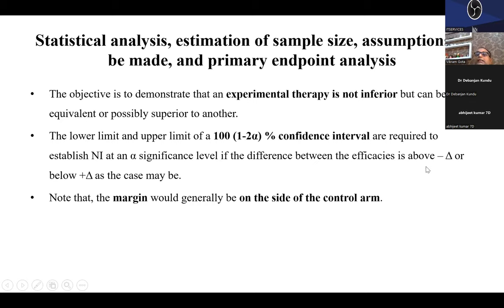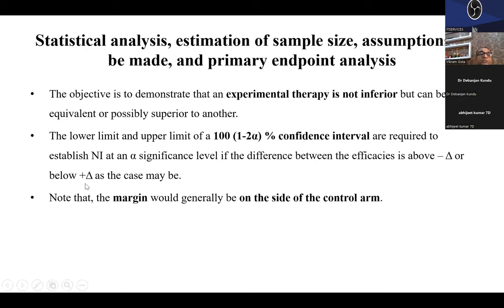And whether it is plus delta or minus delta is based on the nature of the outcome. If the outcome is a positive outcome, like a response rate, then higher numbers are better. If the outcome is a negative outcome, like a recurrence, then lower values are better. So according to that, the delta will be either plus delta or minus delta. For positive outcomes, the delta will be minus delta. For negative outcomes, the delta will be plus delta. And that we have discussed earlier also.